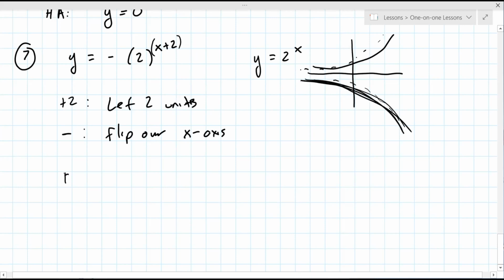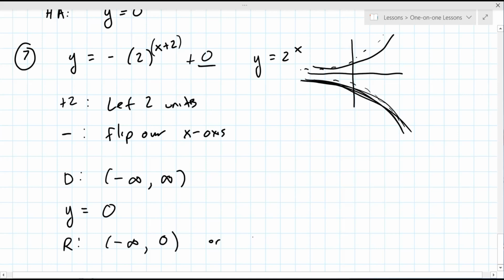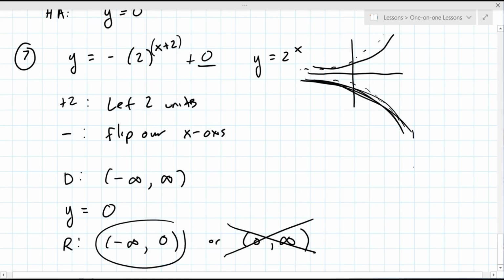Now we can answer, what's the domain? The domain is always all real numbers. Always, always, always. The horizontal asymptote is whatever the vertical shift is. Is there a vertical shift? No, so it's just y equals 0. So your range this time is either minus infinity to 0, or 0 to infinity. And this time it's this one, because you can see here it goes down as far as we want, but it comes up to 0.